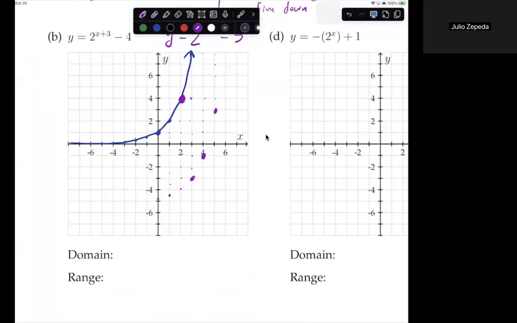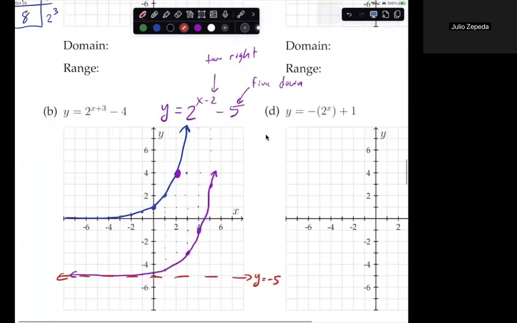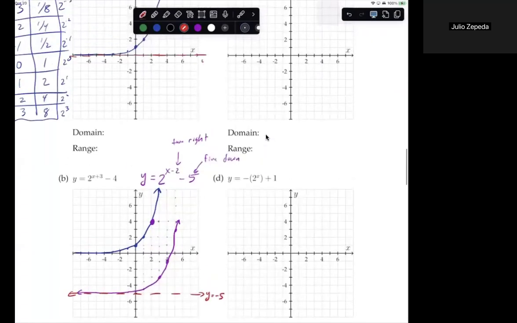Zoom in a little bit. Here's the next one. Here's the next one. And we would look something like this. Very good. There is our graph. Our new asymptote is going to be at y equals -5. Even the asymptote goes from y equals 0 down 5 units to y equals -5.